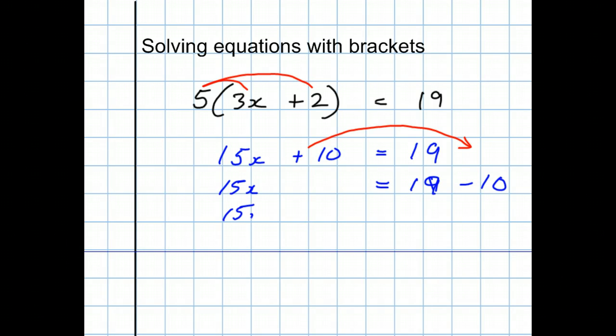So 15x equals 9, and finish off as before. Take the coefficient and put it beneath the number on the other side. So x equals 9 over 15. Right, well that should get you through for your grade C work.